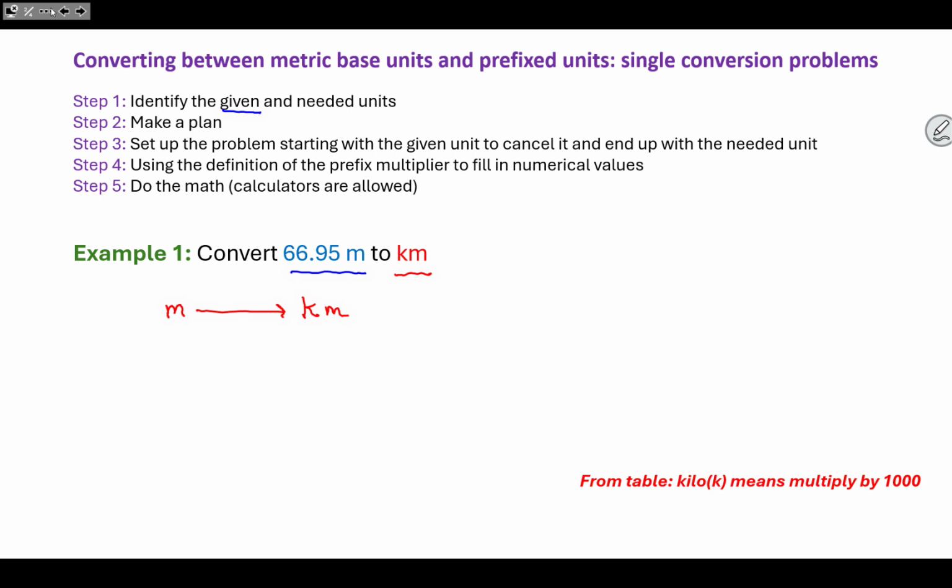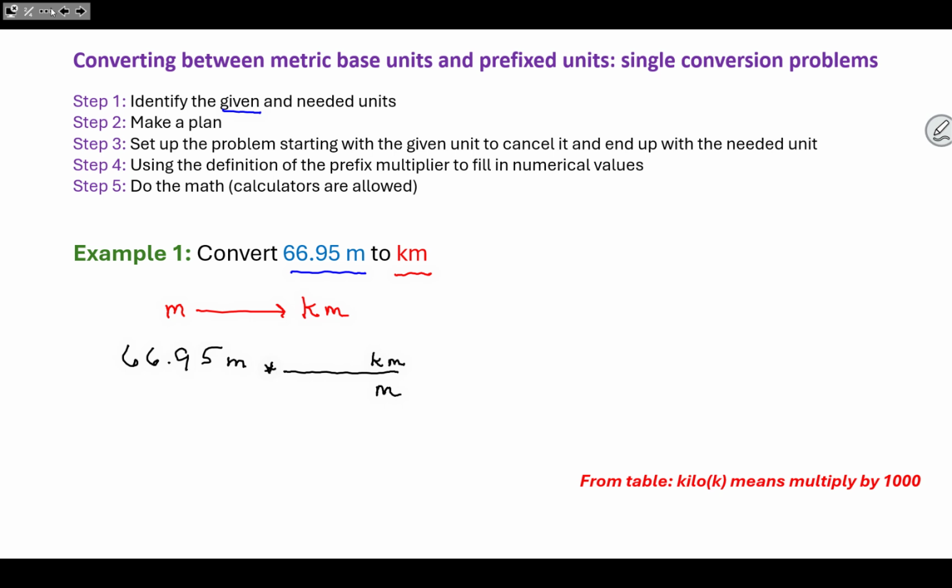Then I'm going to set up the problem, starting with my given. Here I have 66.95 meters, and I need to get rid of that given unit meter, so it's going to go on the bottom so it cancels. And I want my kilometer on top.